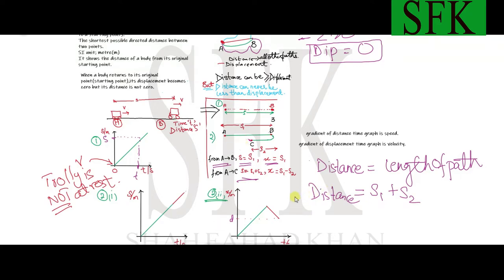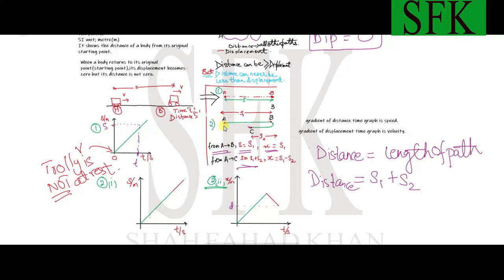From A to C, we just need to measure the distance from A to C. So the distance from A to C is going to be this part over here. The length of this arrow is going to be S1 minus S2. So the displacement in this case becomes S1 minus S2, because displacement in reality is the distance from the starting point, which is this red arrow that I just drew.